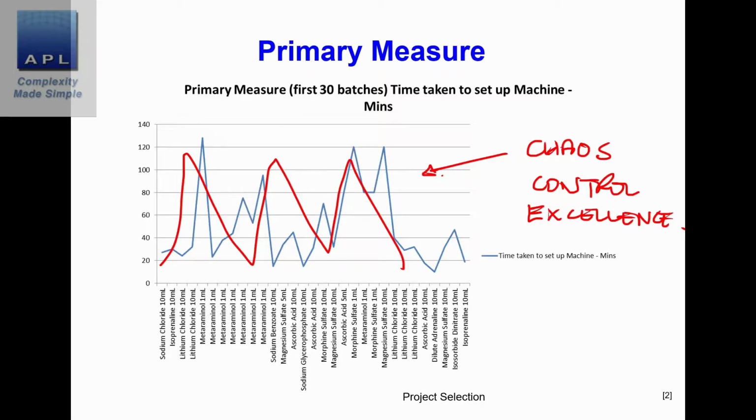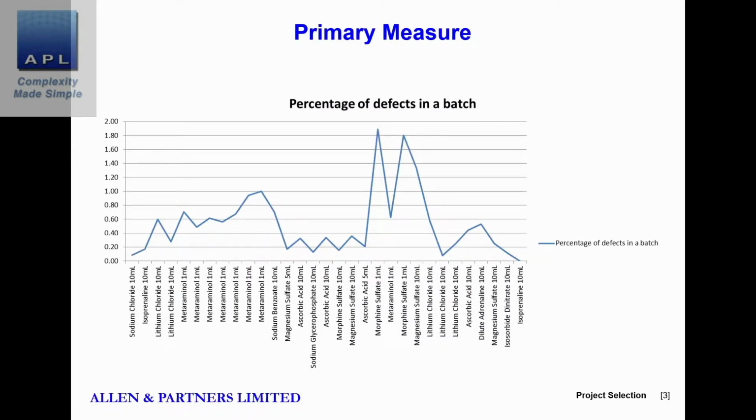Now they're also going to keep an eye on the defect rate at the same time, but this isn't their primary measure. This is a secondary measure, because nobody's going to thank them for getting the setup time to be 20 minutes, but the machine just produces piles of rubbish, lots of defects. That wouldn't be a good setup reduction project. So we're going to keep an eye on this one as well. And again, you can see it's pretty chaotic. You can't really predict what's going to happen to the defect rate for each of those batches.